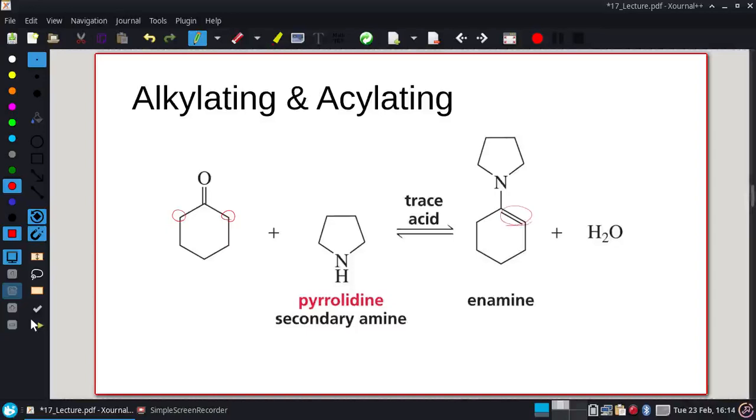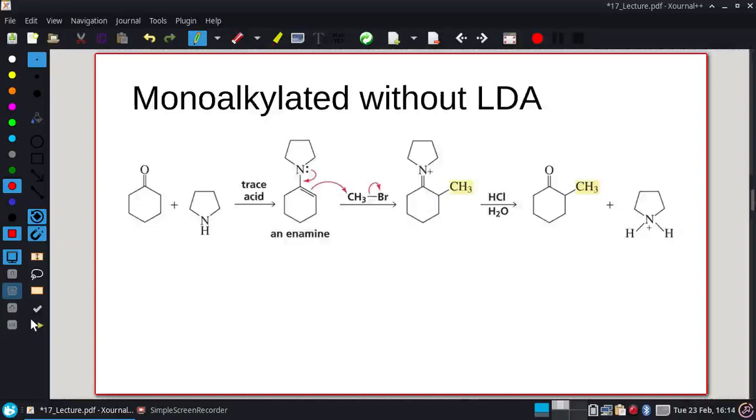It's going to do the exact same type of thing. So we actually can do a substitution from an enamine. So we create the enamine with that trace of acid in our ring, and then we just allow that a nucleophilic SN2 type of attack on an alkyl halide and put that new R group on there. And then if we just use dilute acid and water, we can remove that enamine and go back to a carbonyl. So we can actually put a single one on there without using the lithium salt.